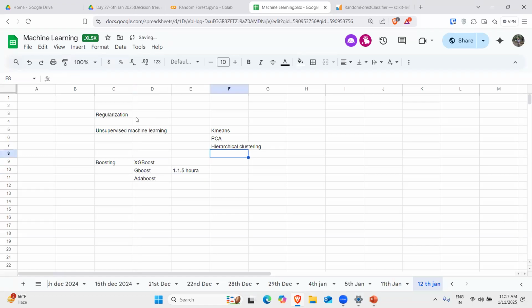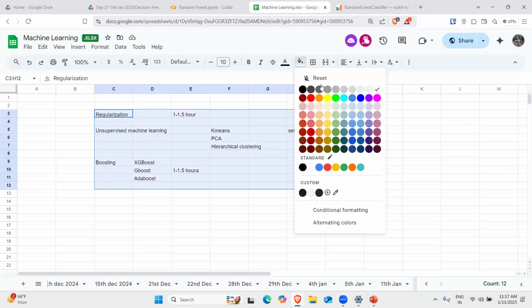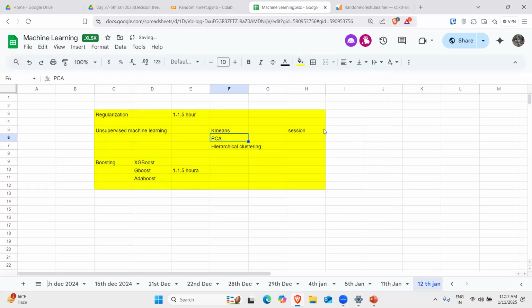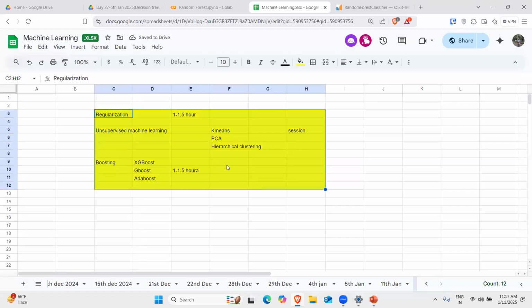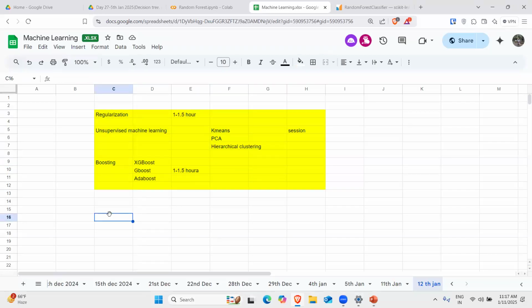That's not a big deal. This is something which will require an entire session, I suppose. And regularization will also require 1 to 1.5 hours. So 3, and 1 session. So 2 sessions will be needed to finish this entire thing, what is left with us. So we still have half an hour. We'll be going with the simple part. Let's go with the simple part now.